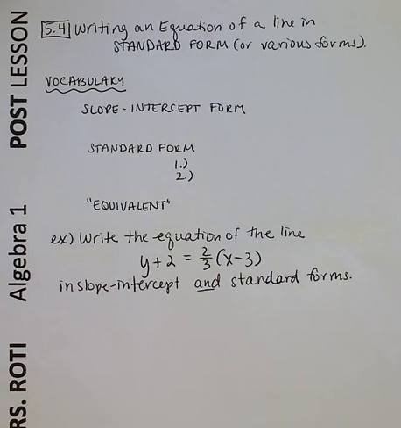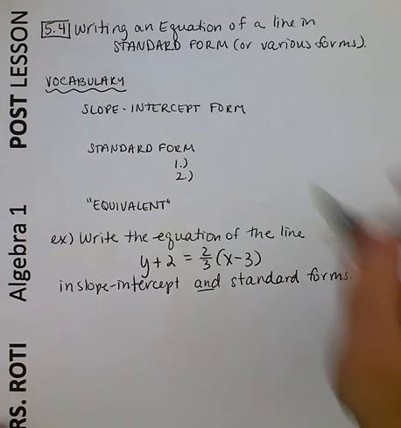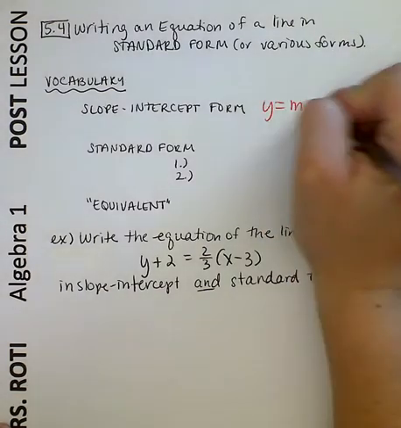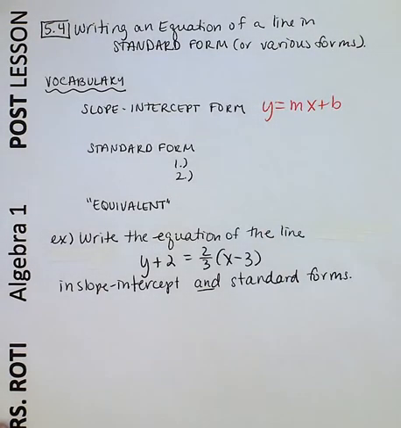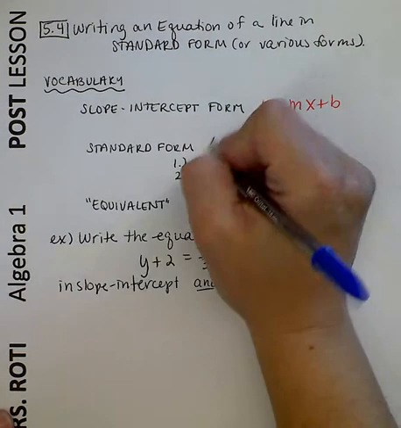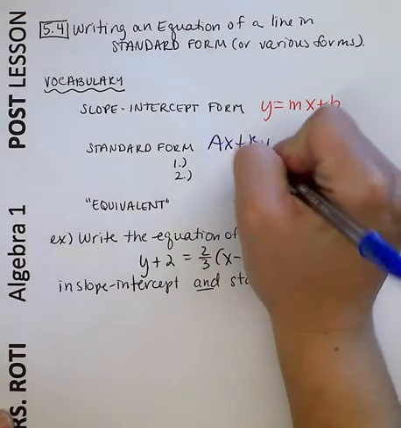In section 5.4, we talked about writing an equation of the line in standard form, or even various forms. So we have some important vocabulary to review. Slope-intercept form, standard form. We have some deal breakers.